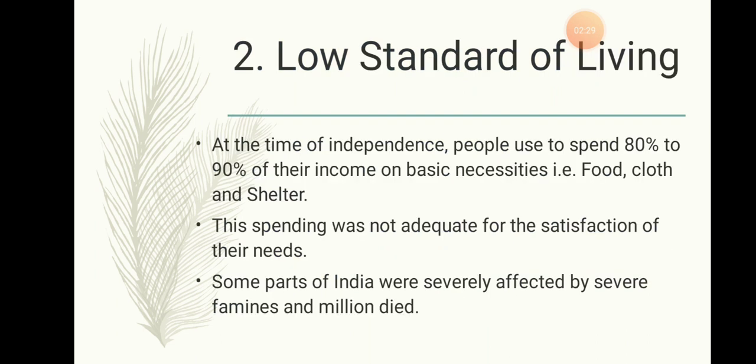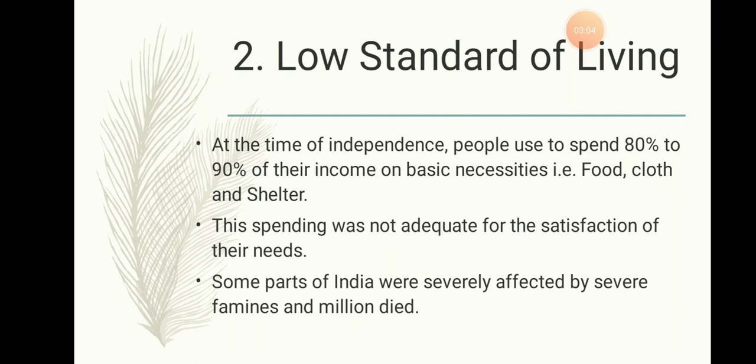The second one is the low standard of living. The standard of living refers to the basic necessities, that is food, clothing, shelter, luxury items and all the necessary items which an individual needs. At the time of independence, people used to spend 80% to 90% of their income on the basic necessities, that is food, clothing and shelter.